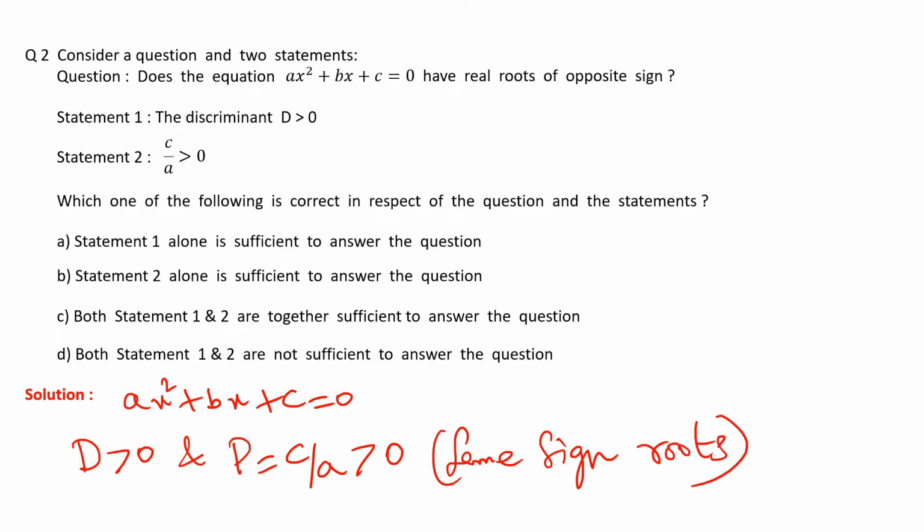right? So we clearly reach the result that this equation ax square plus bx plus c equal to 0 will have real roots, but they will be of the same sign. So that means to reach the answer of this question, we certainly need these two statements. So clearly the answer is C. Both statement 1 and 2 are together sufficient to answer the question. Fine. Now we move to our third problem.